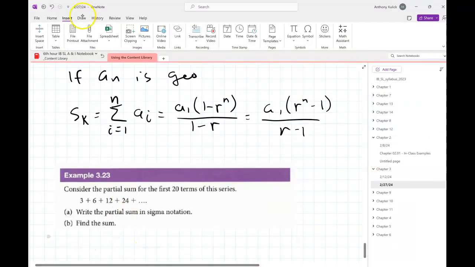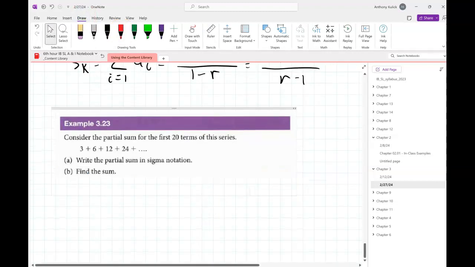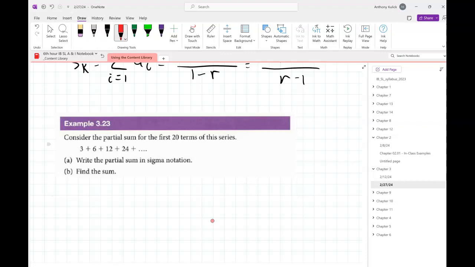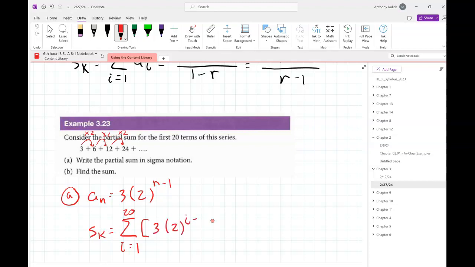All right, let's look at this one here. Consider the partial sum for the first 20 terms of this series. What do you notice? What kind of series do we have here? How can you tell? Everything is times 2, right? So my sequence is that, right? So my series is the sum from i equals what to what? Okay, 1 to 20. What's it start at? 1. And the sequence inside of it should be that sequence we just wrote with an i instead of an n.